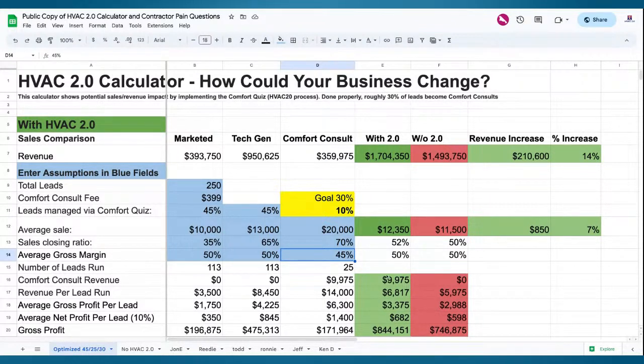Where is that popping up? Oh, found it, down here. Yep, $10,000 just for running the consult. So you're making 10 grand running leads at the end of the day. Let's say you get this to 55% margin.